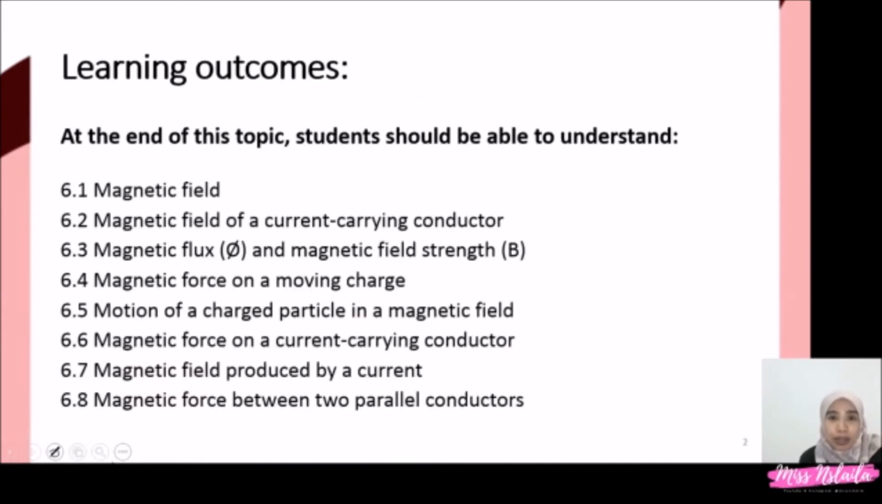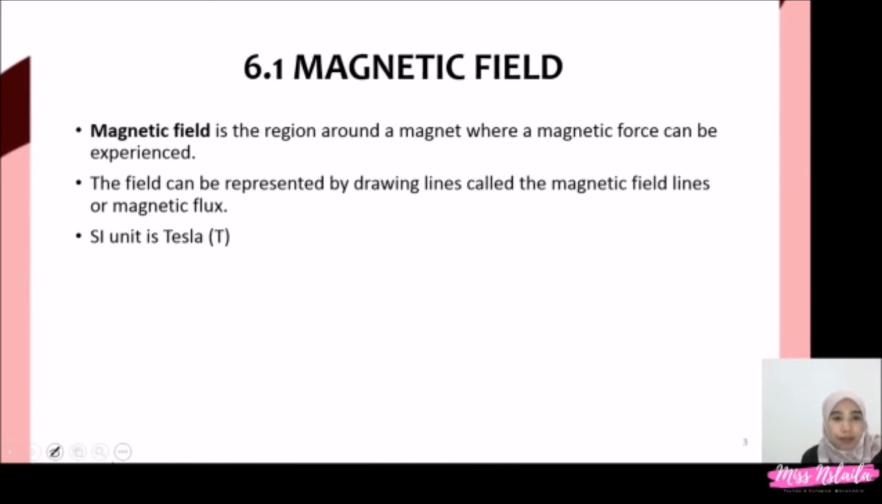Basically, we are going to learn about magnetic field, magnetic flux, and also magnetic force. So what is a magnetic field? It is the region or area around a magnet where a magnetic force can be experienced. So the magnetic field can be represented by drawing lines we call magnetic field lines or magnetic flux.